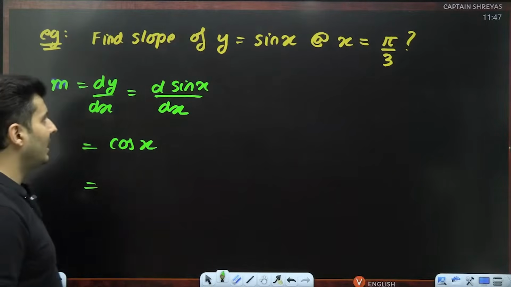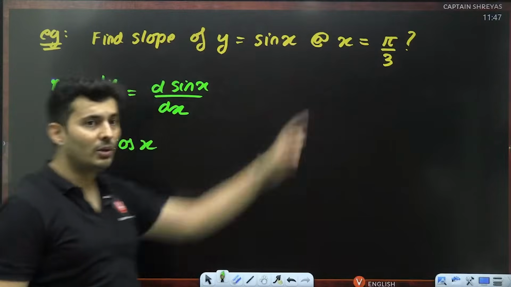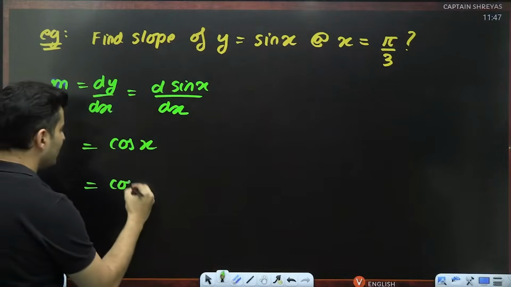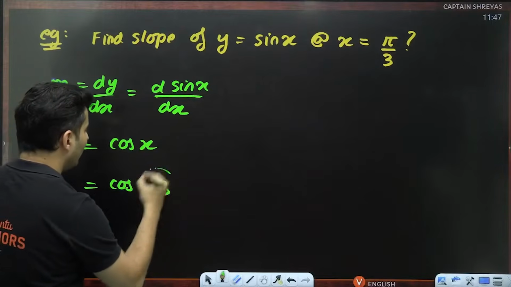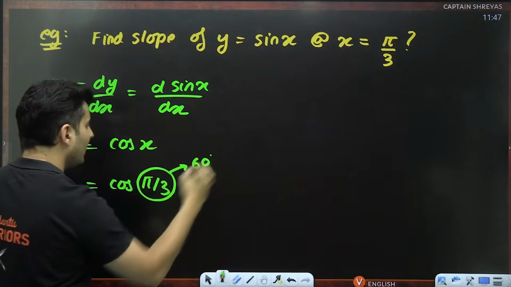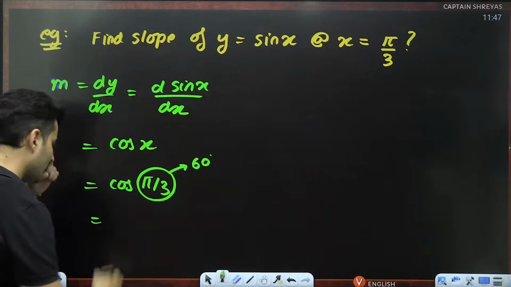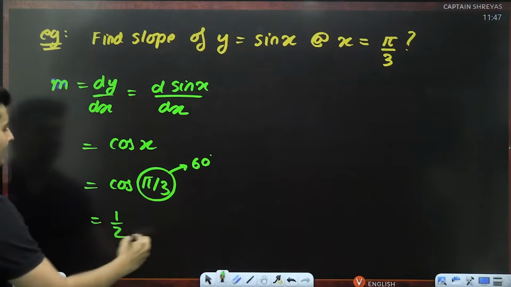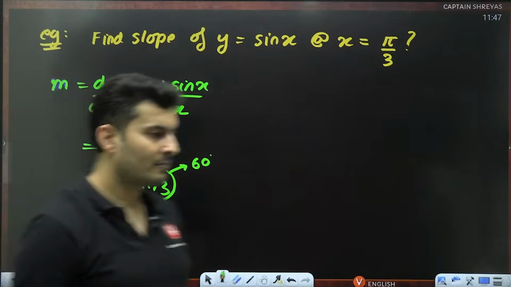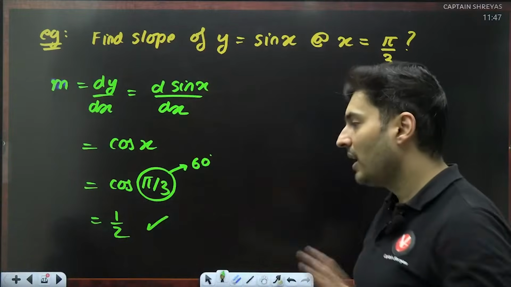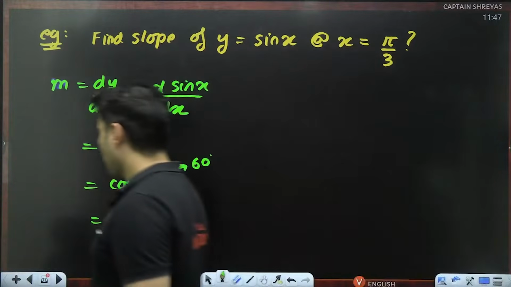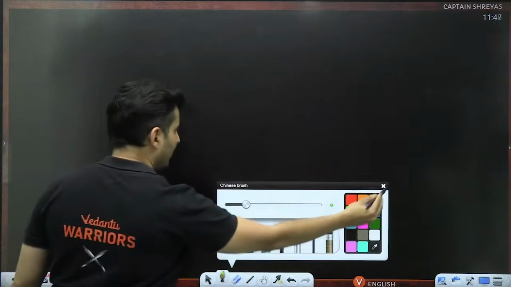But you cannot leave the answer like that. I have to substitute x is equal to pi by 3. What is pi by 3? Pi by 3 is basically 60 degrees. Cos of 60. What is cos of 60? It is basically half. Hence, the answer is half. As simple as that. Right? Let's go to the next question, my dear warriors.